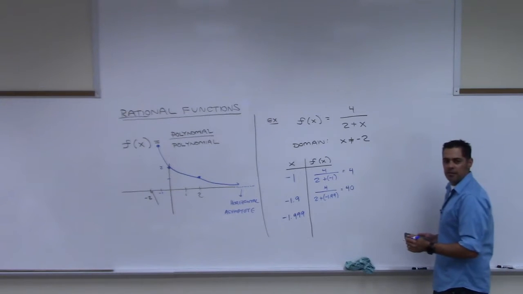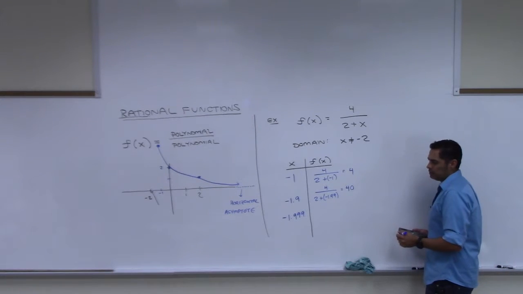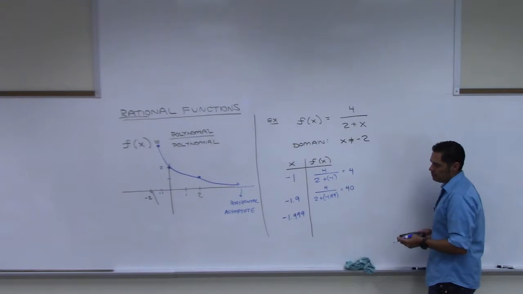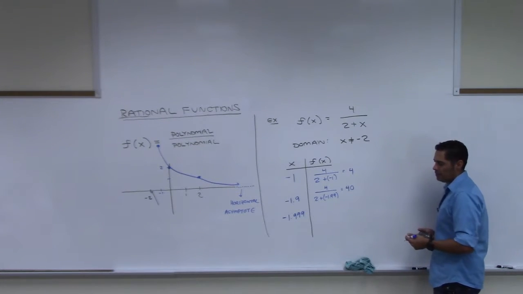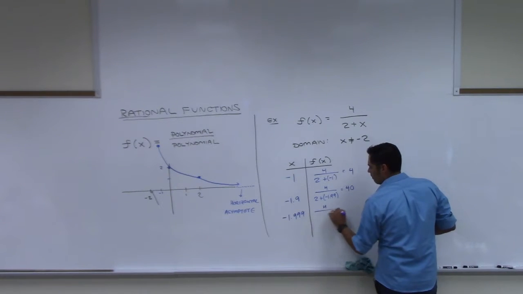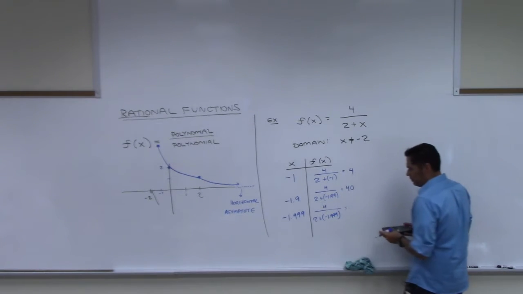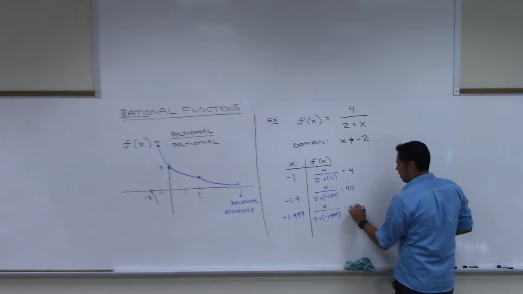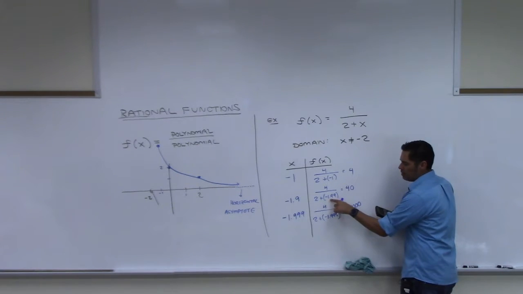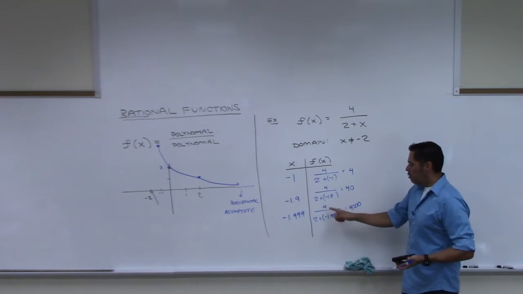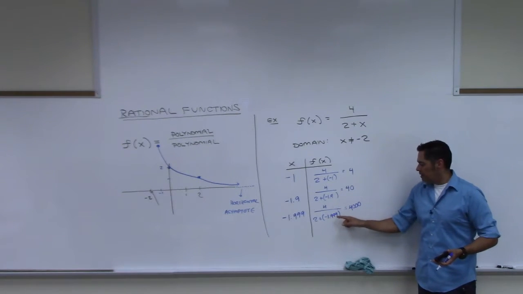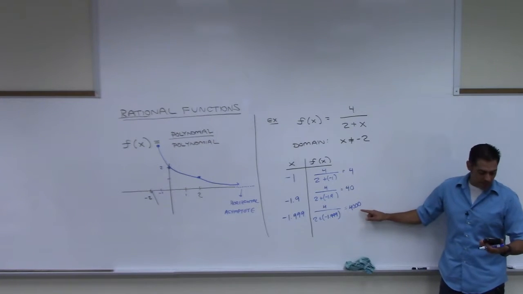Anyone got it? Who's got it for me? No one, huh? 4,000. Did I put too many 9s on this one? Look, on the last one I put too many 9s there to get 40, sorry. 4 over 2 plus -1.999 should give you 4,000.